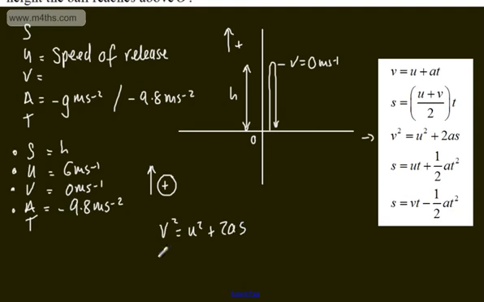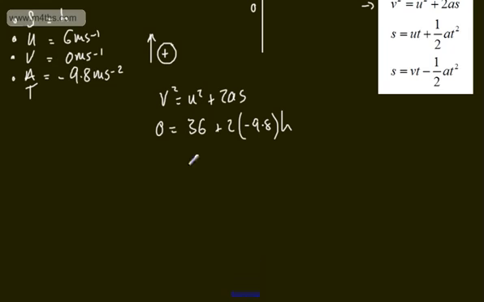So let's go ahead and sub in. 0 will be equal to u squared, which is 36, plus now 2 lots of a, 2 lots of minus 9.8, multiplied by s. s is h. So doing a bit of rearranging, we get h will be equal to 36 divided by 19.6, my apologies, 19.6.